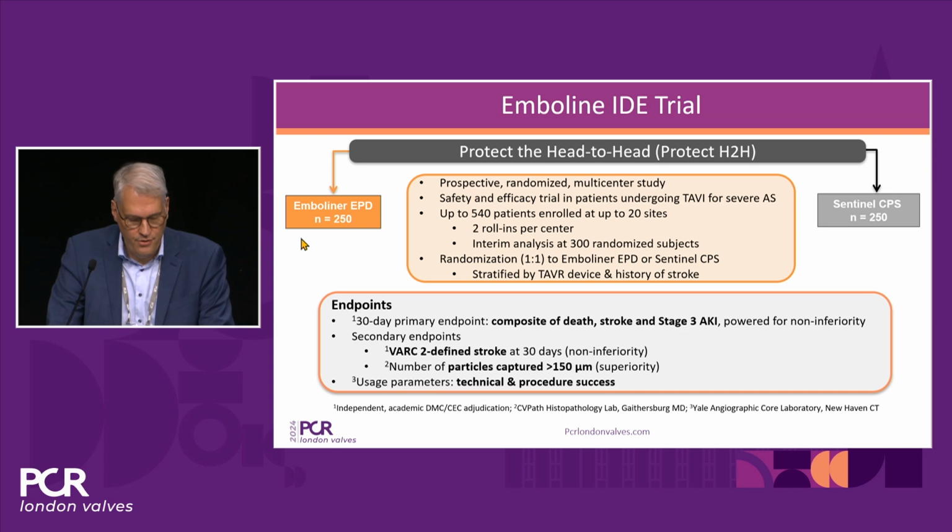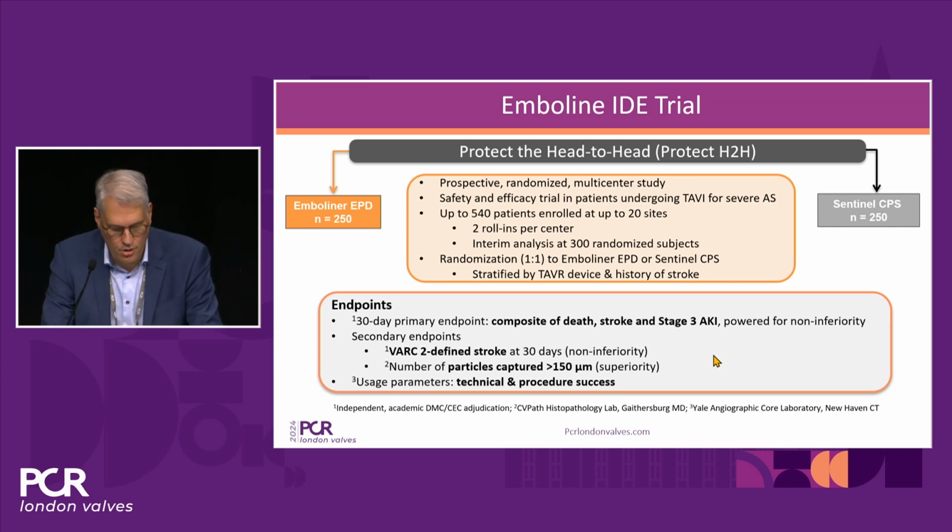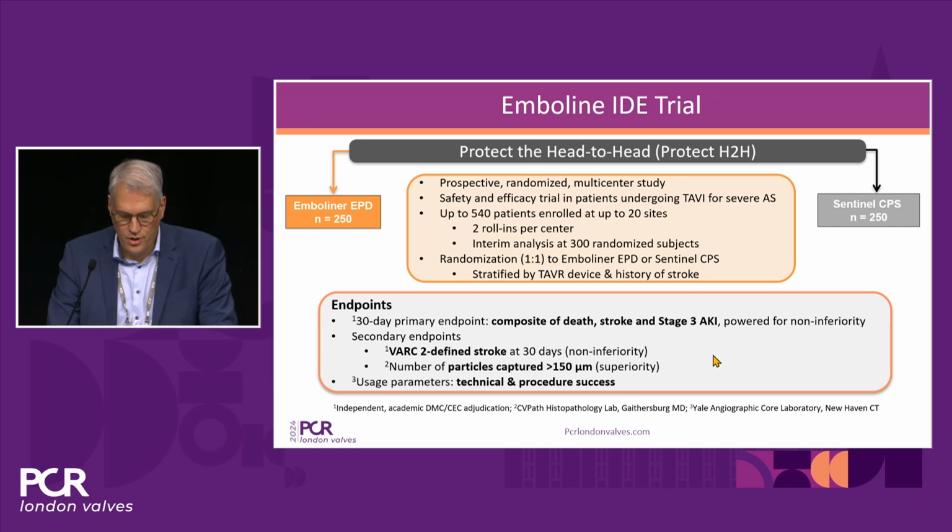There are 250 patients in the Emboliner arm, and 250 more patients in the Sentinel arm, as you can see here. The endpoints are given on the lower panel. These are the typical endpoints, a composite of death, stroke, and acute kidney failure, as you can see here.